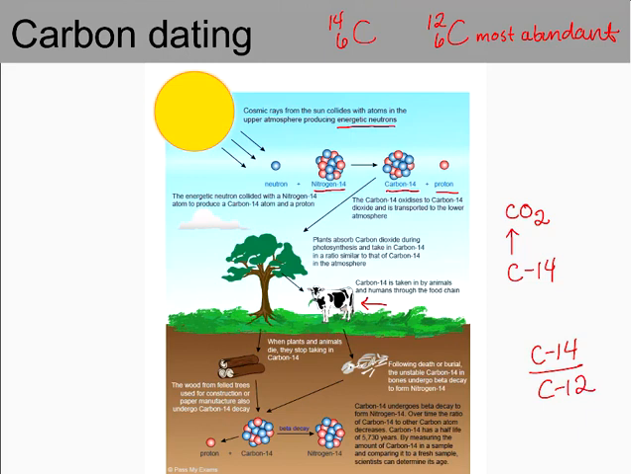So we can also do that with plants like trees. If we chop down a tree, we could use carbon dating to figure out how old this tree is, or when it died. And so carbon dating is a really cool method to figure out how old something is.